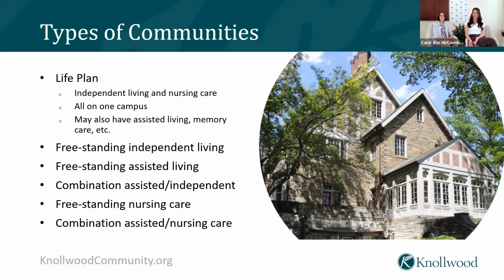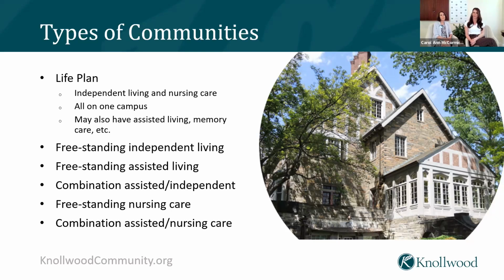We have freestanding independent and separate standing assisted living. Now we're all in the same building. Sometimes when I say freestanding, people think you have to walk out and come back in. And then we have a nursing, combination of assisted living, independent, combination of assisted and nursing. So these are the different types that they are. And when you're looking at communities, you will notice that they're not all going to be life plan. Some communities will say continuing care, and back in the day that used to mean life plan.